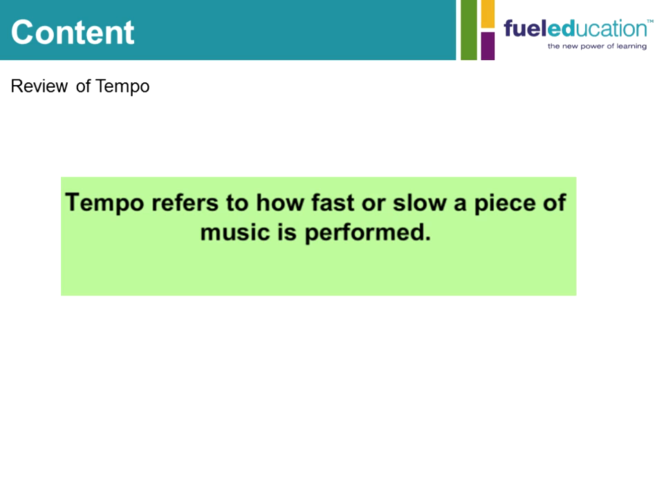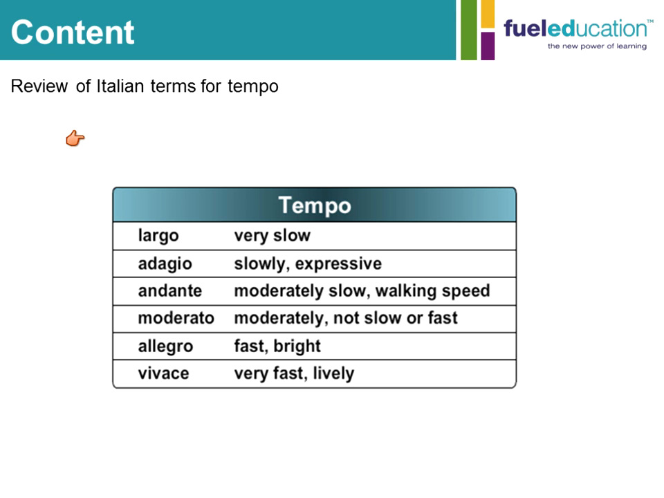Tempo refers to how fast or slow a piece of music is performed. And we have Italian terms for tempo, just as we do for dynamics, which is how loud or soft the music is. Largo is very slow. Adagio is slowly and expressive.